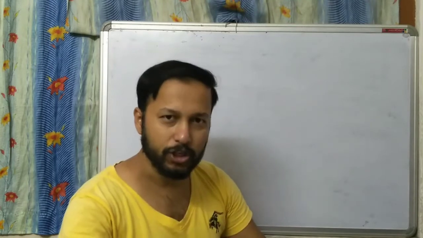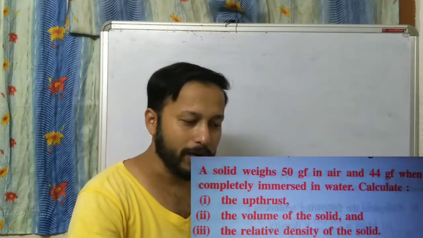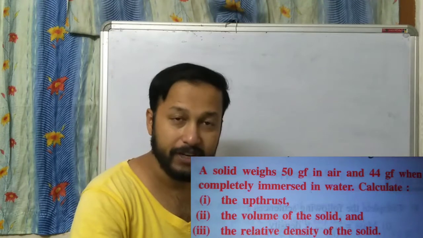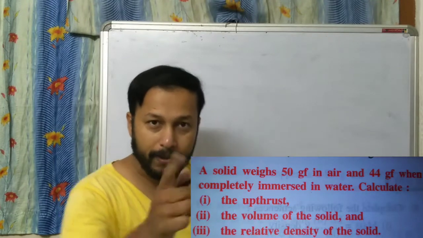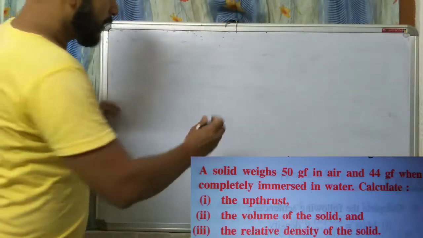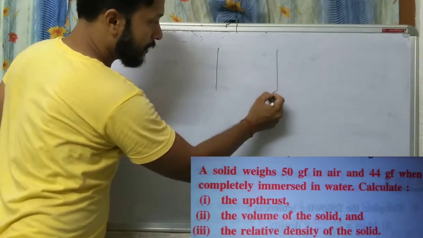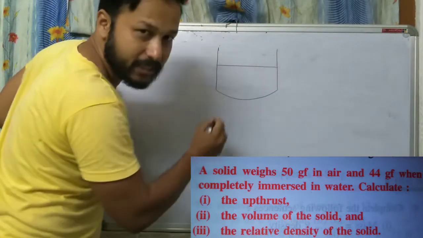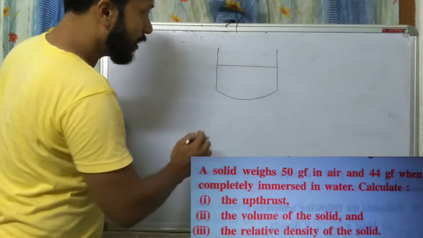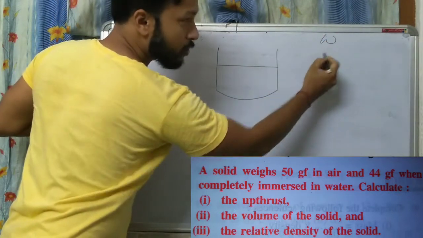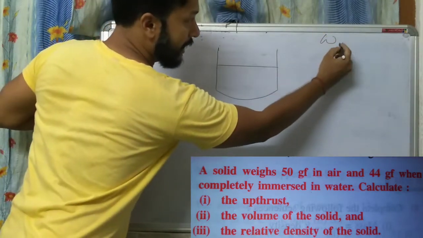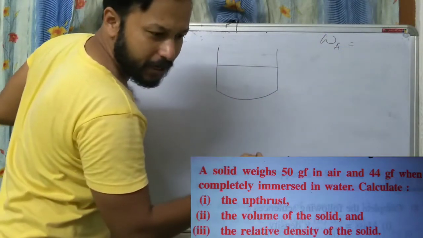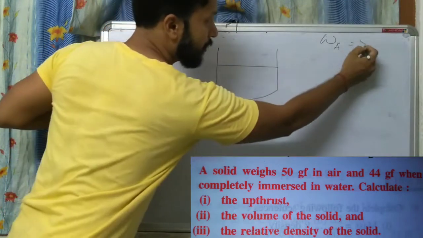See, the next question is displaying on your screen. A solid whose weight is 50 gf in air and 44 gf when completely immersed in water. Actually, let us draw it. Say, this is the vessel and this much water is there. This is the water level. Now, what is the object weight in air? So, weight in air is 50 gf. Yes, it is given 50 gf.